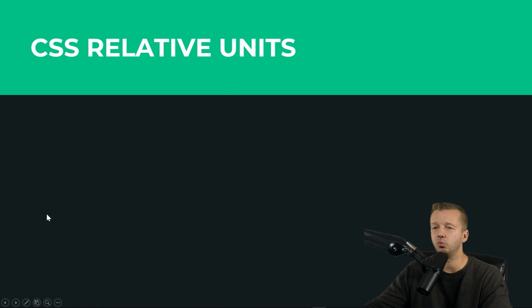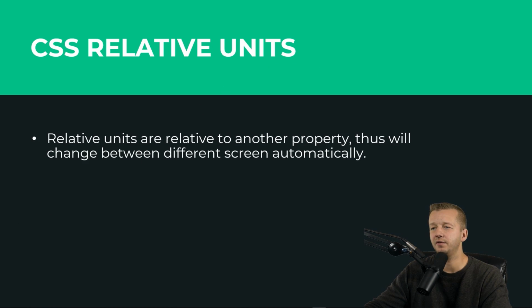And then we have CSS relative units. Relative units are relative to another property, thus they will change between different screens automatically. When I say different screens, for instance, if you've ever been on your desktop and you open up your browser window and enlarge it by left-clicking and dragging the edge of the browser out, you'll see that on some websites, the size of the type, the text, will get large, or the images will grow and get large. Those are done with relative units.